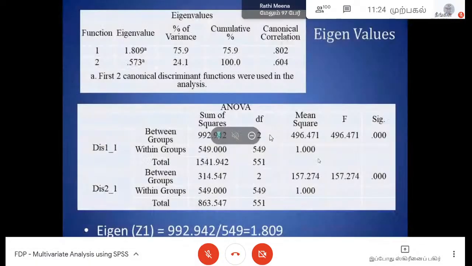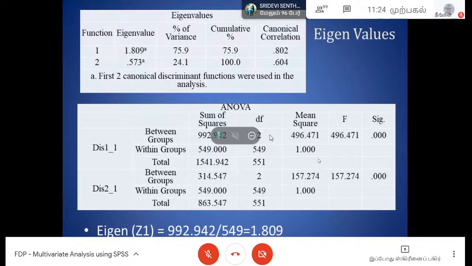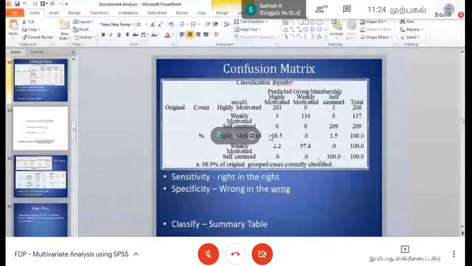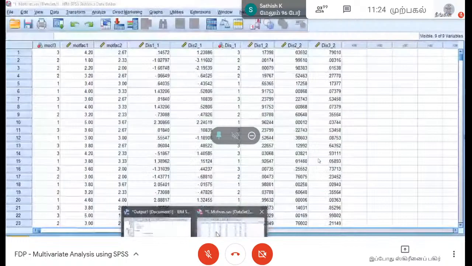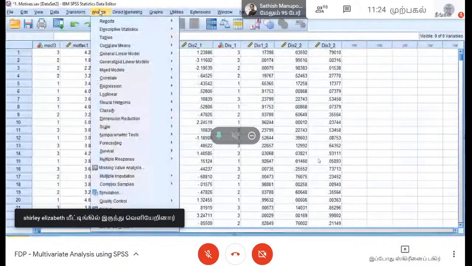Now I have two functions. I am taking those as two new variables, and I have the original category. If you have any doubt, let me run that. So what I am doing is Analyze, Compare Means, One-Way ANOVA.